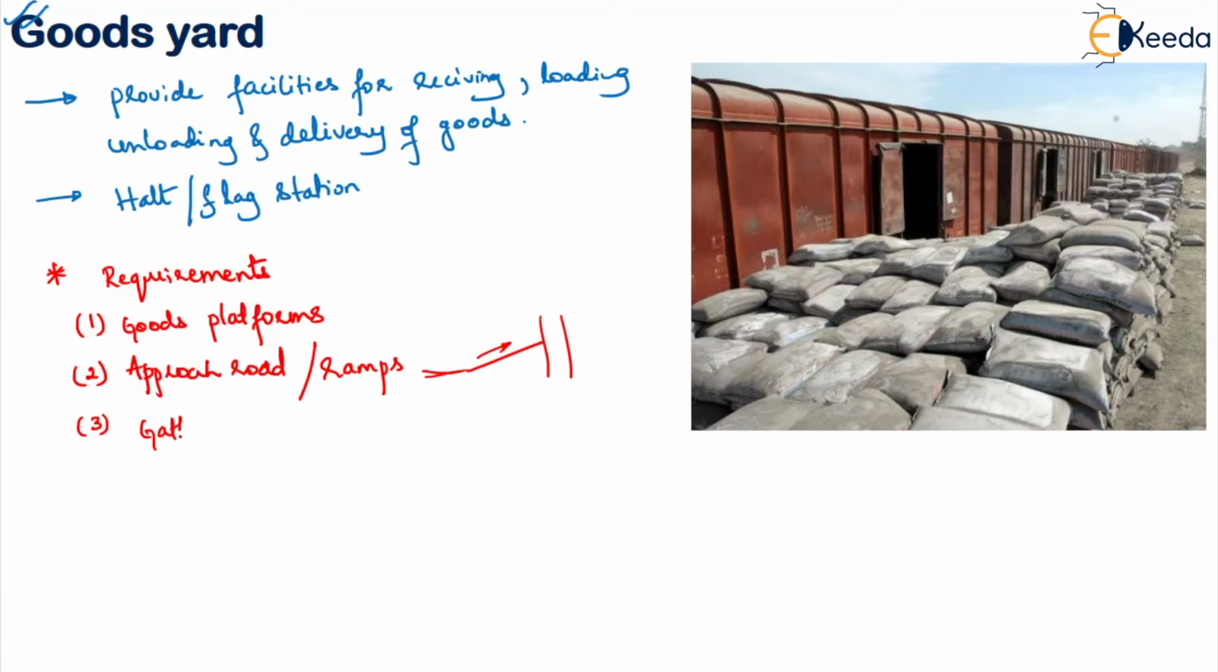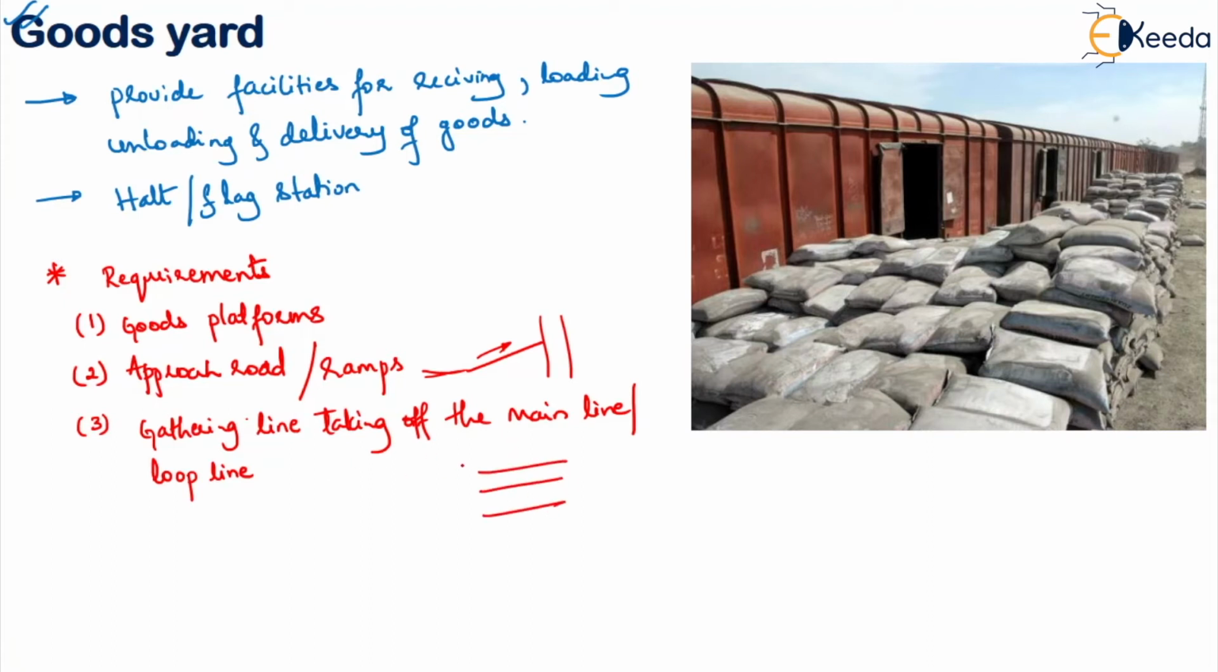Next, the third one will be gathering lines. Gathering lines from the main line or loop line, there should be a number of parallel lines with dead end slidings, so that you can gather the goods at different places. Very important, because you have to unload and load, and a lot of goods will be there, so the gathering lines are very important. Next, there should be cranes. Suppose very heavy goods have come, so for loading and unloading of heavy goods we require cranes. So heavy goods, let us write it so that we can remember.